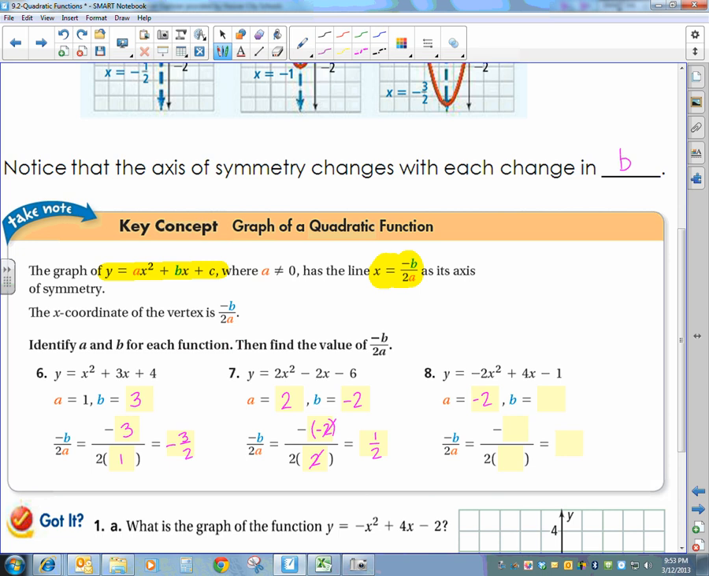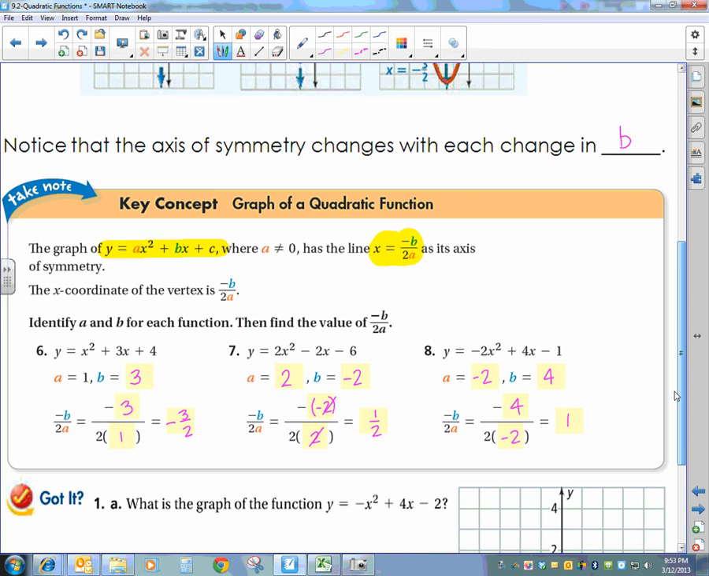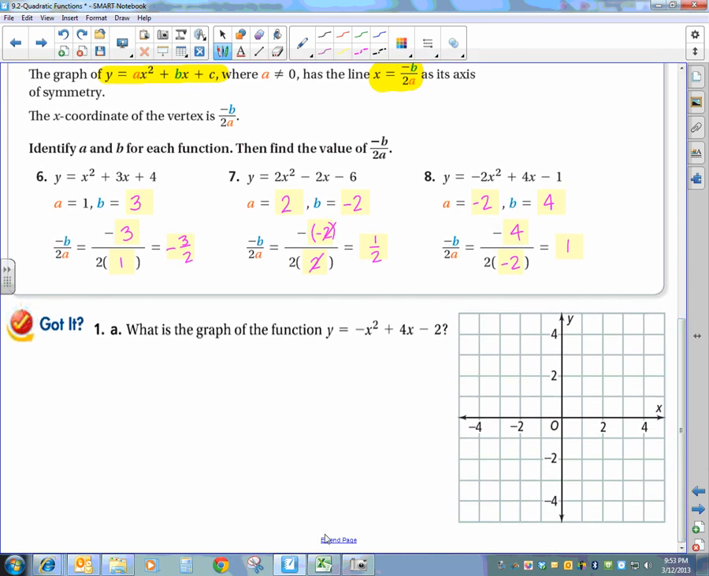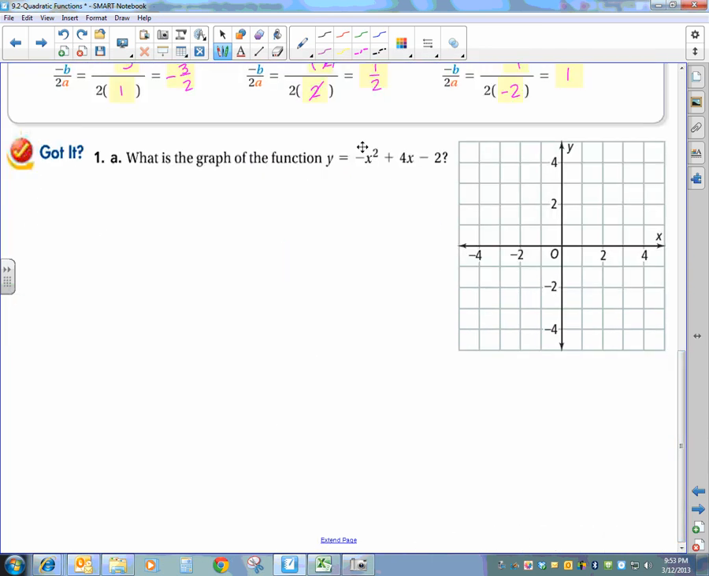And then we have another one. A is negative 2, b is 4. So negative b over 2a. I'm plugging in exactly what I see. And when I simplify that, negative over negative, 4 over 4, we'll find out that it's equal to 1. So we're going to use that a lot to simplify our graphing process. Again, given a quadratic function in standard form, we want to use negative b over 2a to calculate the x-coordinate of our vertex and our axis of symmetry.